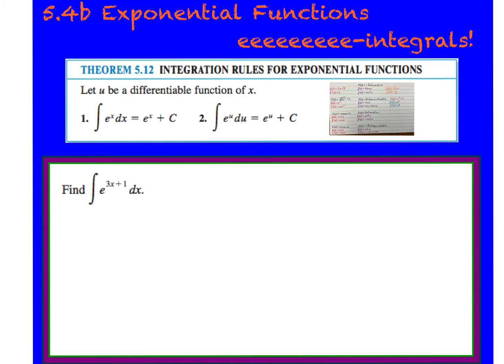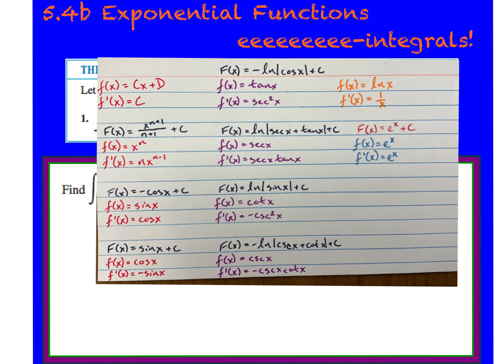All right, 5.4b, exponential functions, the integrals. If the derivative of e to the x is e to the x, the antiderivative of e to the x is e to the x plus c. So let's add to our note card right there. Pretty good. However, we can never forget the what rule? Chain rule. All right, let's do it.